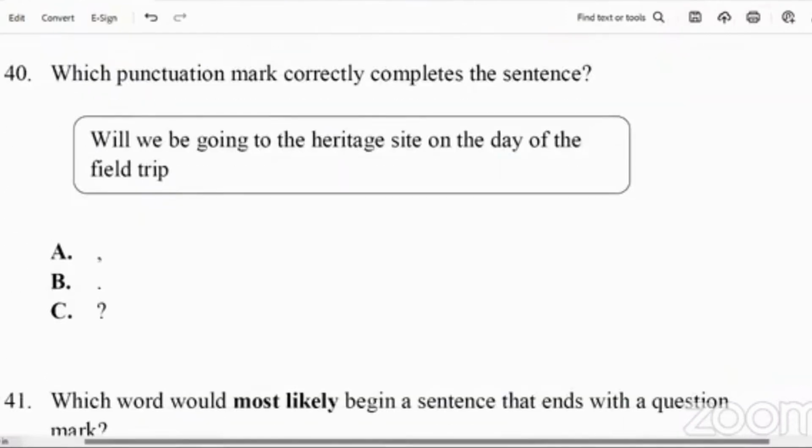All right, so question 40. Which punctuation mark correctly completes the sentence? Will we be going to the heritage site on the day of the field trip? Okay, so do we end that with a comma, a full stop, or a question mark? And the correct answer would be C. So asking a question, will we be going? Will we? So that's a question, so we end with a question mark.